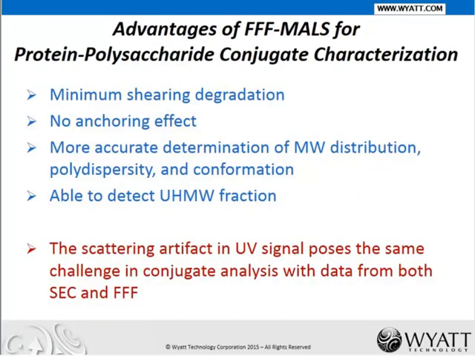So I'm going to summarize the advantages of the FFF separation compared to SEC for the characterization of those high molecular weight protein-polysaccharide conjugates. FFF has less shearing degradation. It does not have the anchoring effect because there's no column packing. So it can measure more accurate molecular weight distribution, polydispersity, which is defined as the weight average to number average molecular weight, and conformation. It also allows us to measure the ultra-high molecular weight fraction that can be removed by the SEC column.